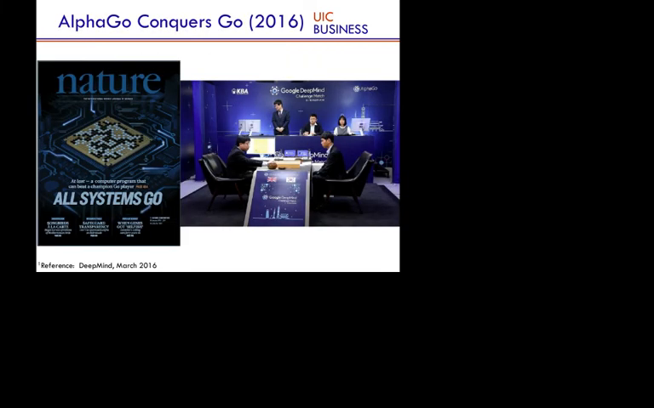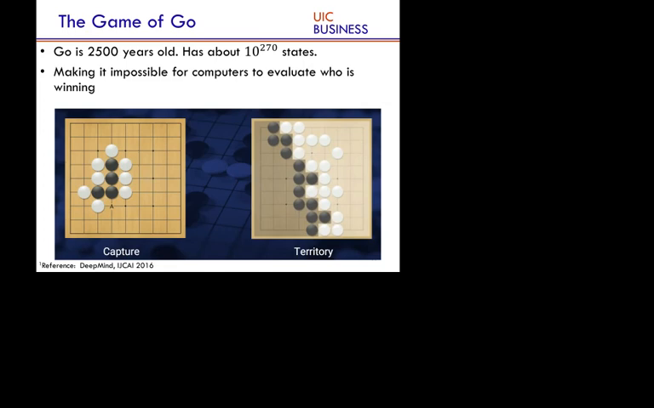So now let's look at AlphaGo, which is a game playing RL based agent. So what is Go? Go is a board game. It has about that many number of states. States are just configurations of the board. Because of this many number of states, it's very difficult for computers to evaluate who is winning. So in a given board position, even a computer cannot tell you who's going to win the game.